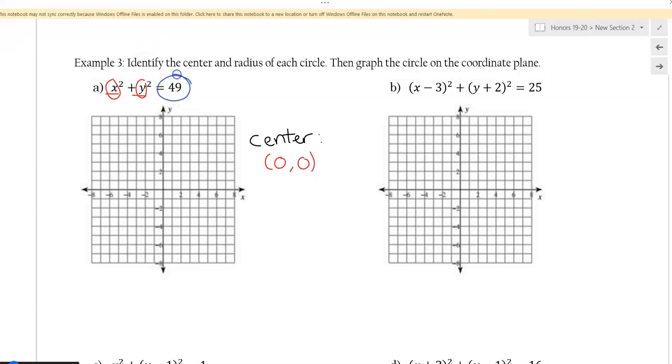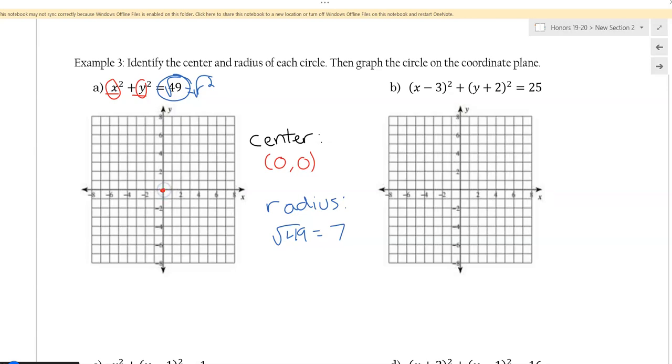My radius, right, that 49 equals r squared. So then our radius, well, the square root of 49 is 7. Okay. So then to actually graph it, 0, 0 is just the center here. And the easiest way to graph a circle is the radius is the same, right? Every point around the circle is 7 away.